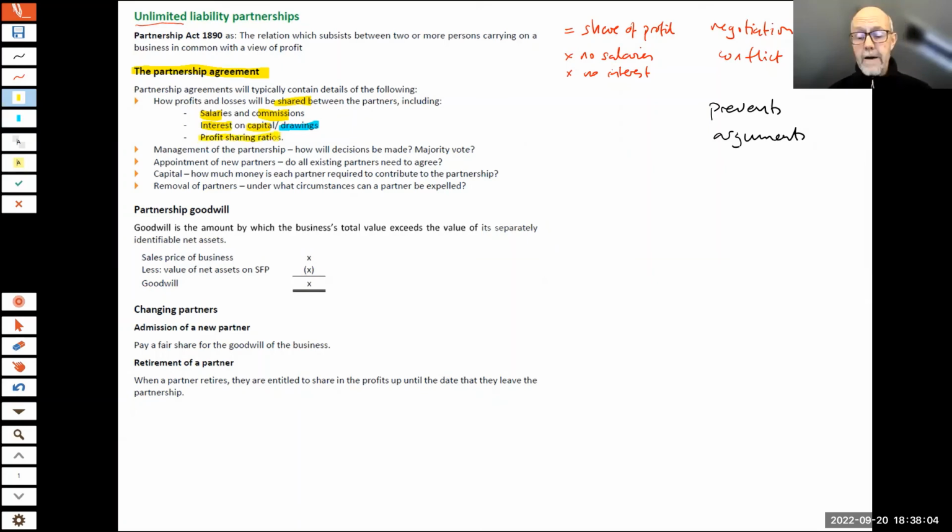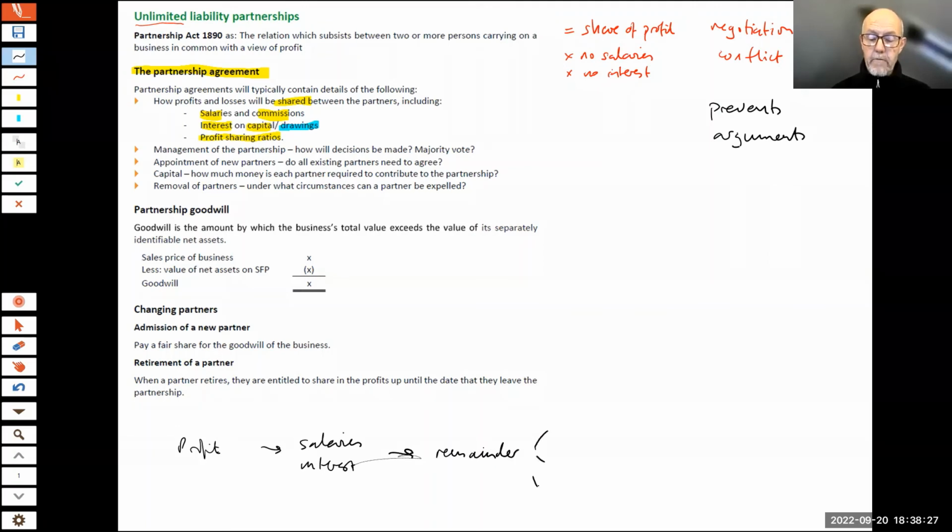With partnership accounts, anybody who's done the financial unit already, we start with the profit from the business. We then adjust it for any salaries, they come out first, any interest payable, and then what's left, the remainder, is what we share.